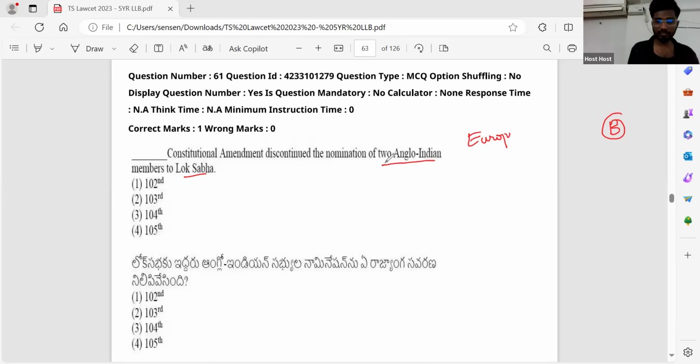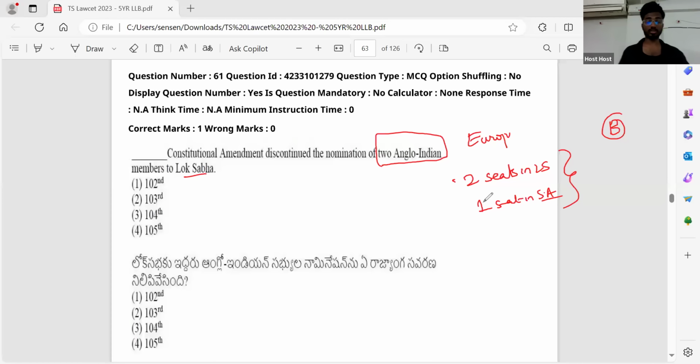And previously, for these Anglo-Indians, we were giving 2 seats in Lok Sabha and 1 seat in state assemblies. At the state level, we were giving 1 seat, and in Lok Sabha, we were giving them 2 seats. So Lok Sabha is at the union level, right, in the parliament. And state assembly is our state assembly. 1 seat we were giving. Now, we brought a constitutional amendment and we discontinued this reservation to them.